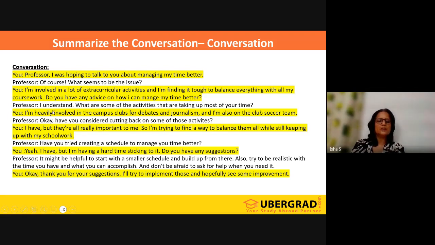Professor: I understand. What are some of the activities that are taking up most of your time? You: I'm heavily involved in the campus clubs for debates and journalism, and I'm also on the club soccer team. Professor: Have you considered cutting back on some of the activities? You: I have, but they are all really important to me. So I'm trying to find a way to balance them all while still keeping up with my schoolwork.